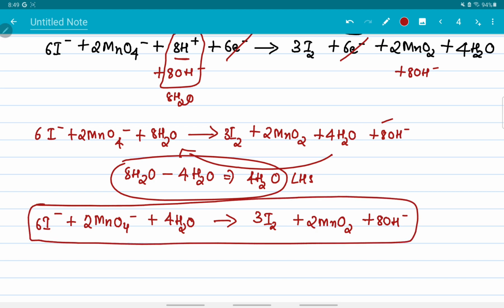So that is how we balance an equation which is in basic medium by using the half reaction method, or you even call it the ion electron method. Okay, so we are done with our first method. Now let me show you the other method, that is the oxidation number method.